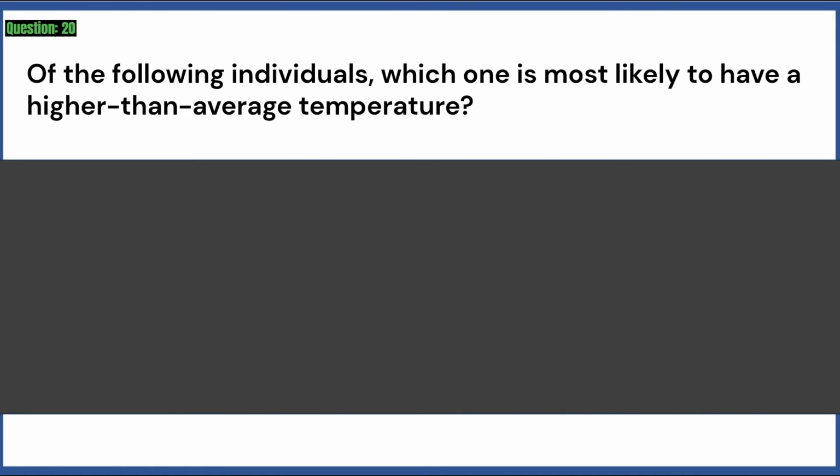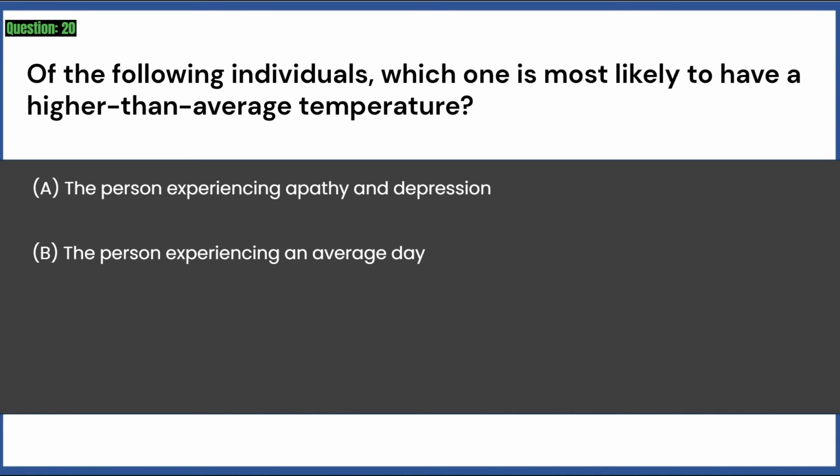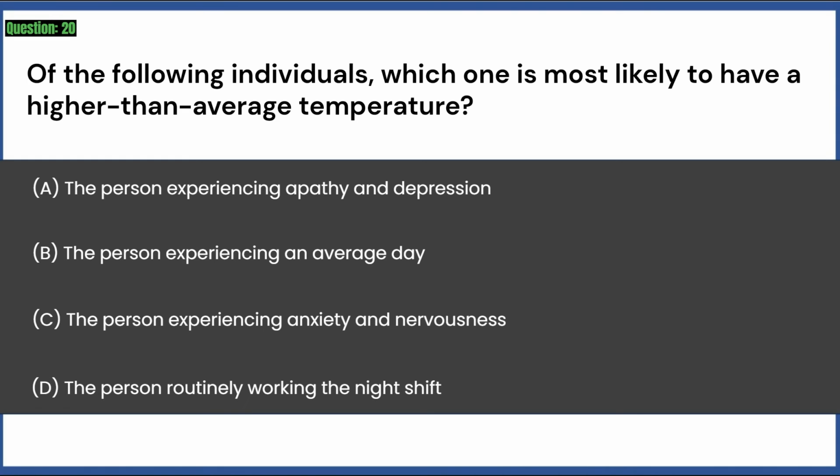Of the following individuals, which one is most likely to have a higher than average temperature? A. The person experiencing apathy and depression. B. The person experiencing an average day. C. The person experiencing anxiety and nervousness. D. The person routinely working the night shift. Answer: C. The person experiencing anxiety and nervousness.